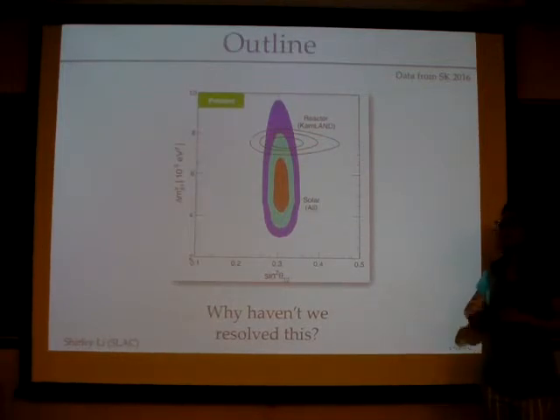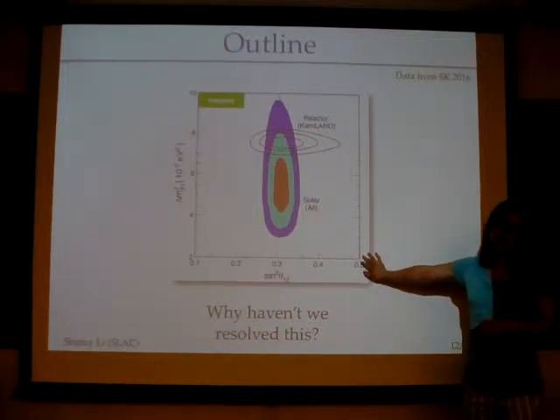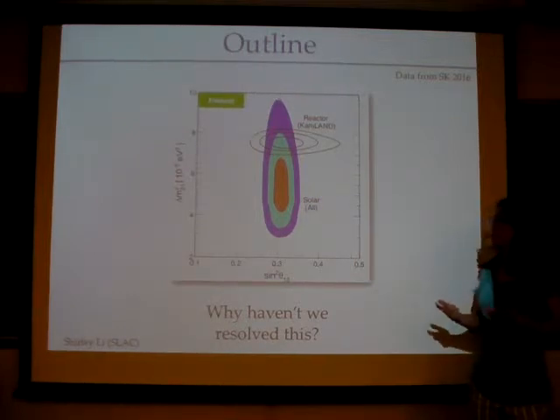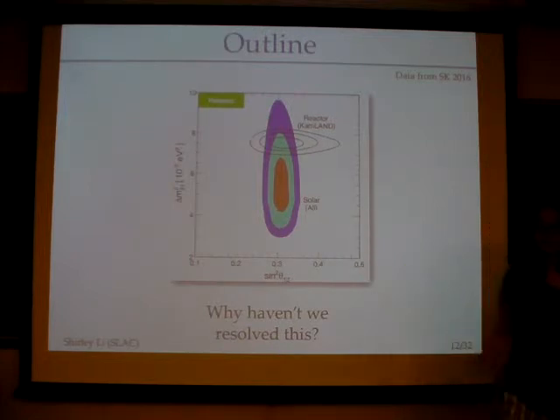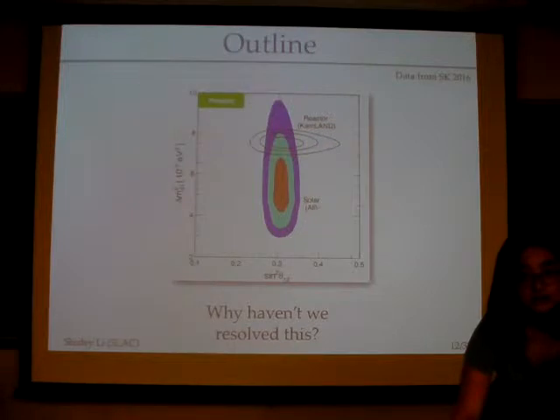Why? Because this is an incredibly difficult measurement, and there are fundamental limitations in what we can do to measure that. So next, I'll talk about why this measurement is so hard, and why we don't expect this to go away in, say, 5 years. Any questions at this point?